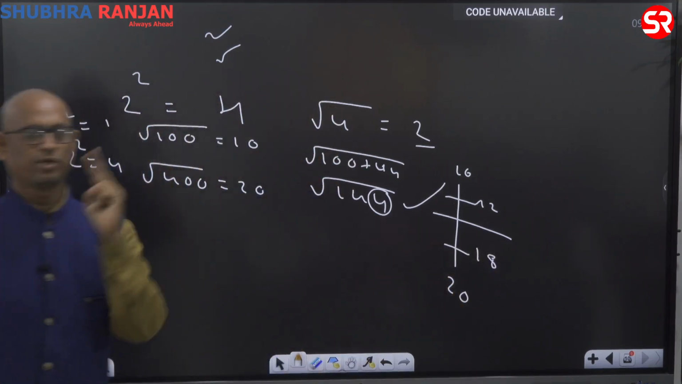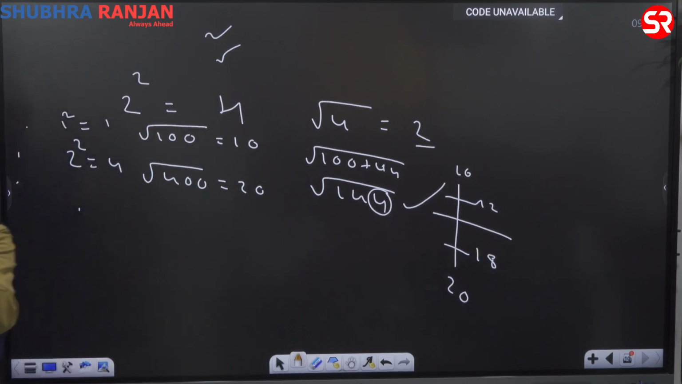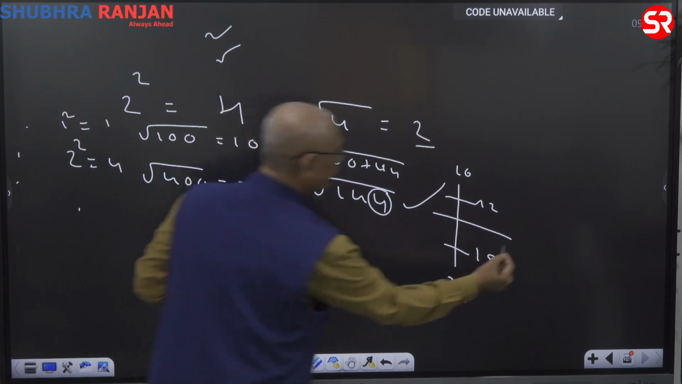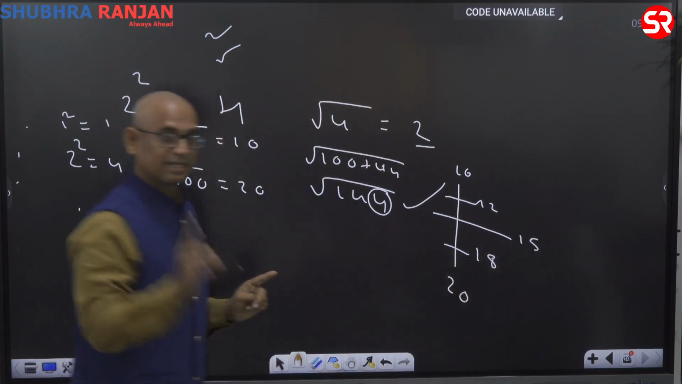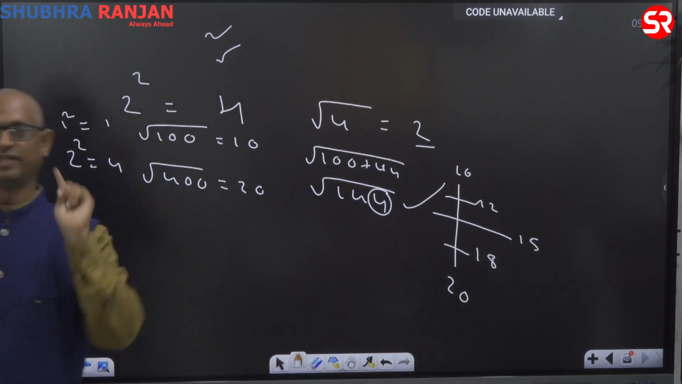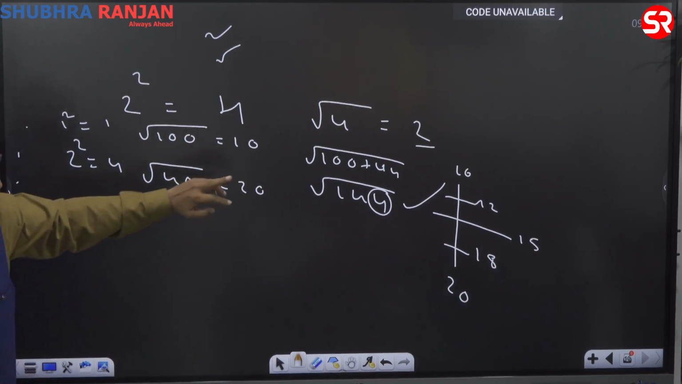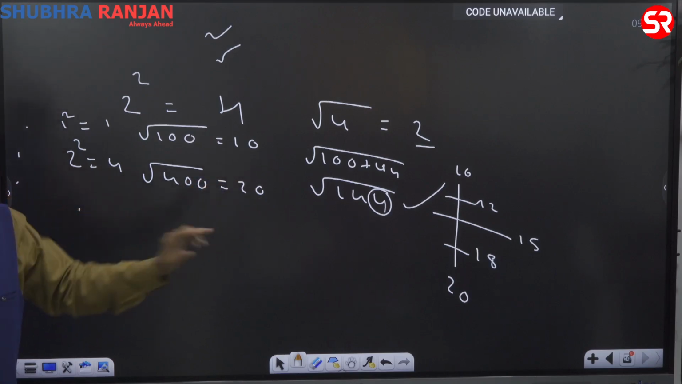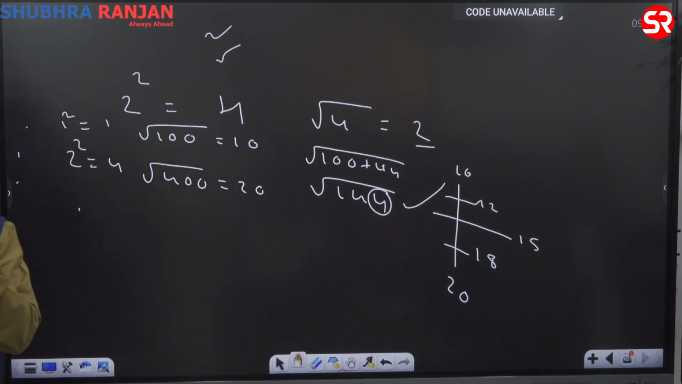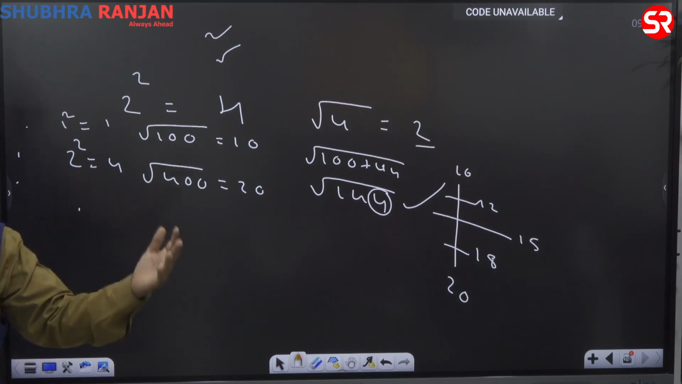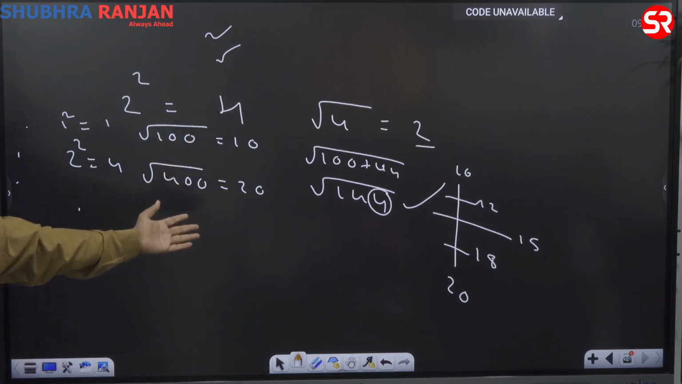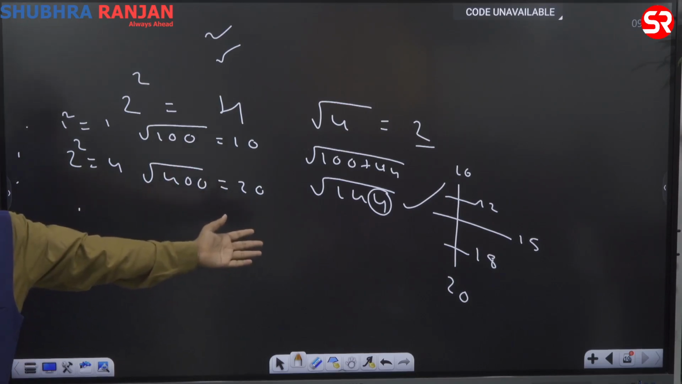There are two possible answers. One is 12, that is less than 15. Another is 18, that is greater than 15. So you have to choose one among 12 and 18. Which one do you choose? How do you choose? I will choose 12 for 144, because it is nearest to 100, not 400. It is nearest to 100. It is not nearest to 400.